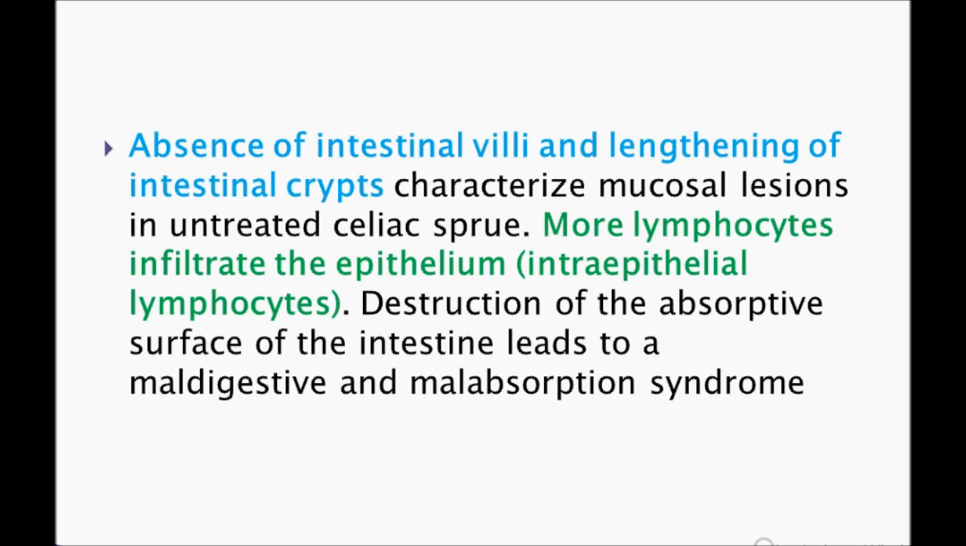Histological finding, very important for celiac sprue: the absence of intestinal villi and lengthening of intestinal crypts. In USMLE they will give the history and ask which of the following could be seen on histology or in biopsy. So remember this: absence of intestinal villi and lengthening of the intestinal crypts characterize the mucosal lesions in untreated celiac sprue. More lymphocytes infiltrate the epithelium, so intraepithelial lymphocytes. Destruction of the absorptive surface of the intestine leads to a maldigestive and malabsorption syndrome.